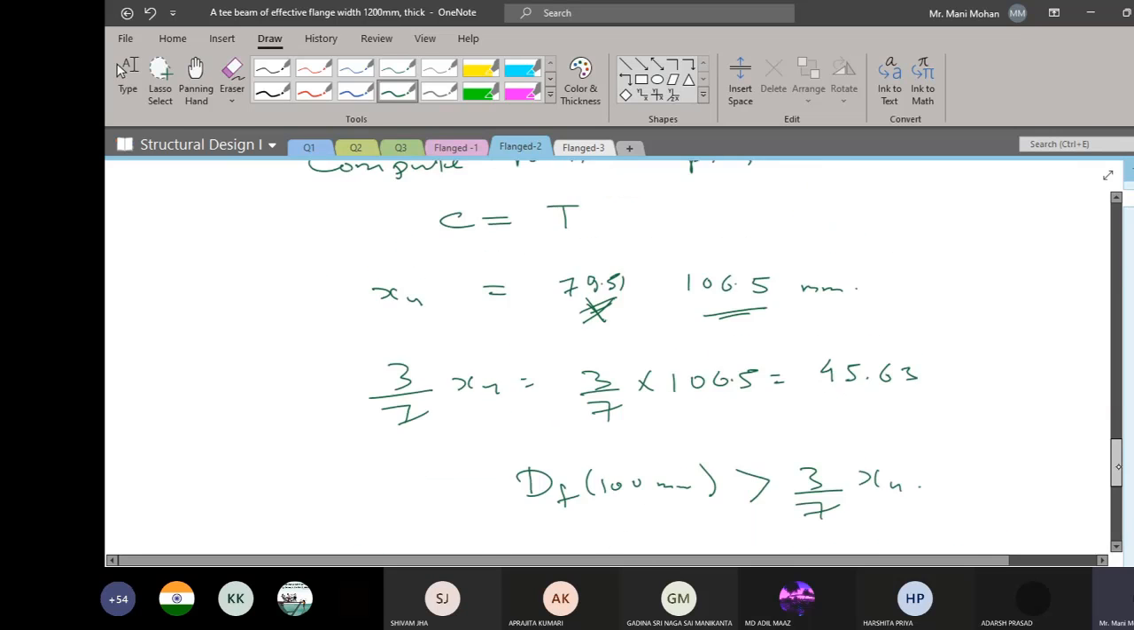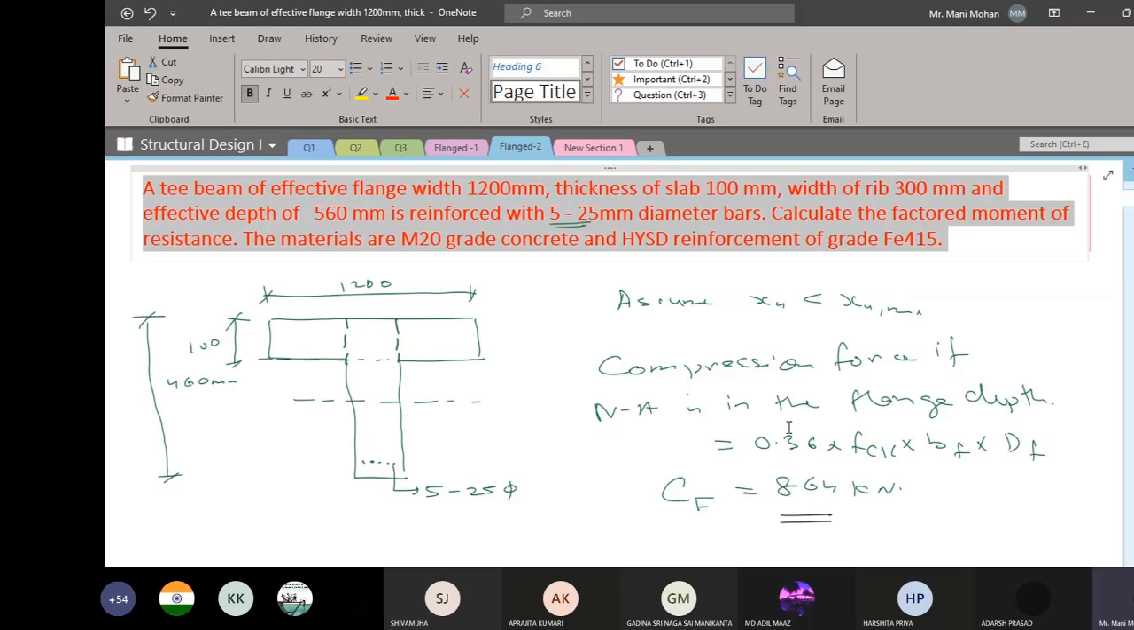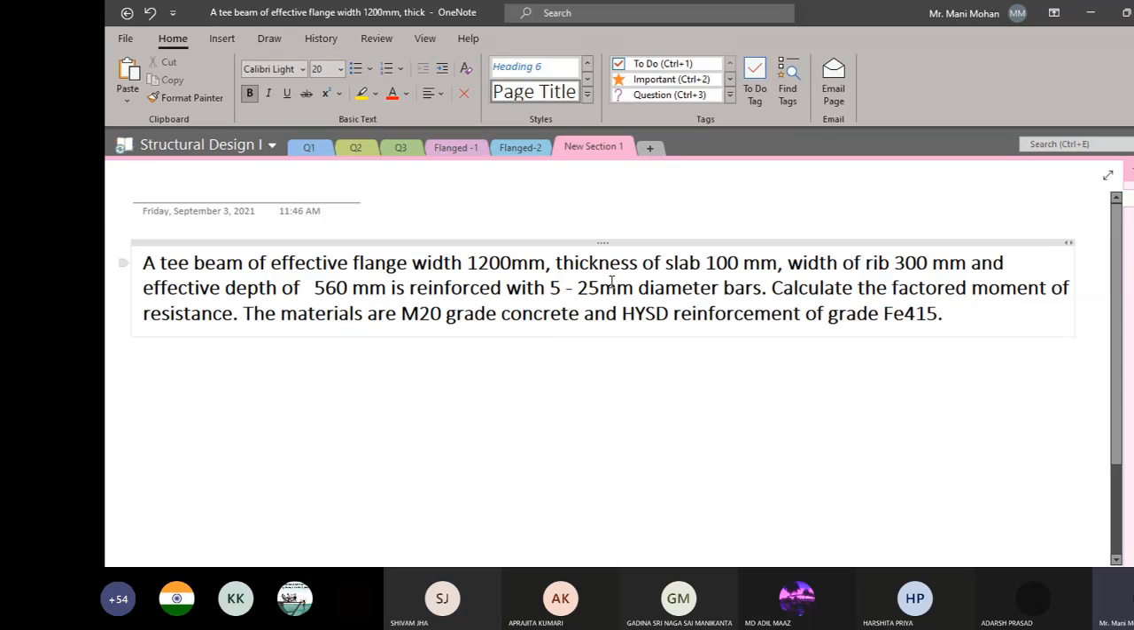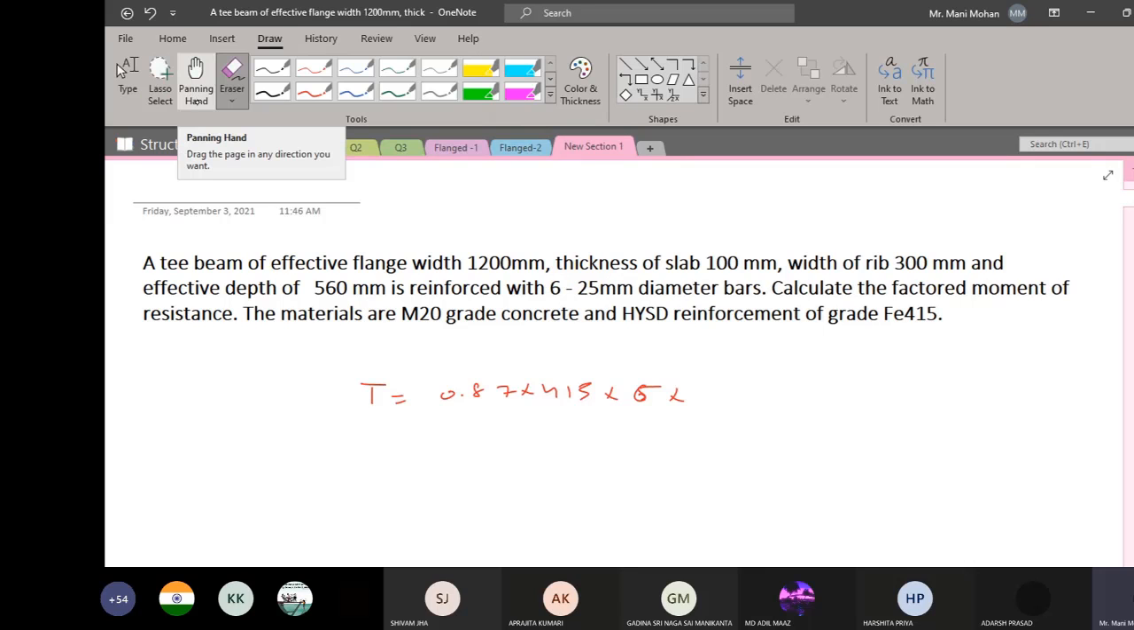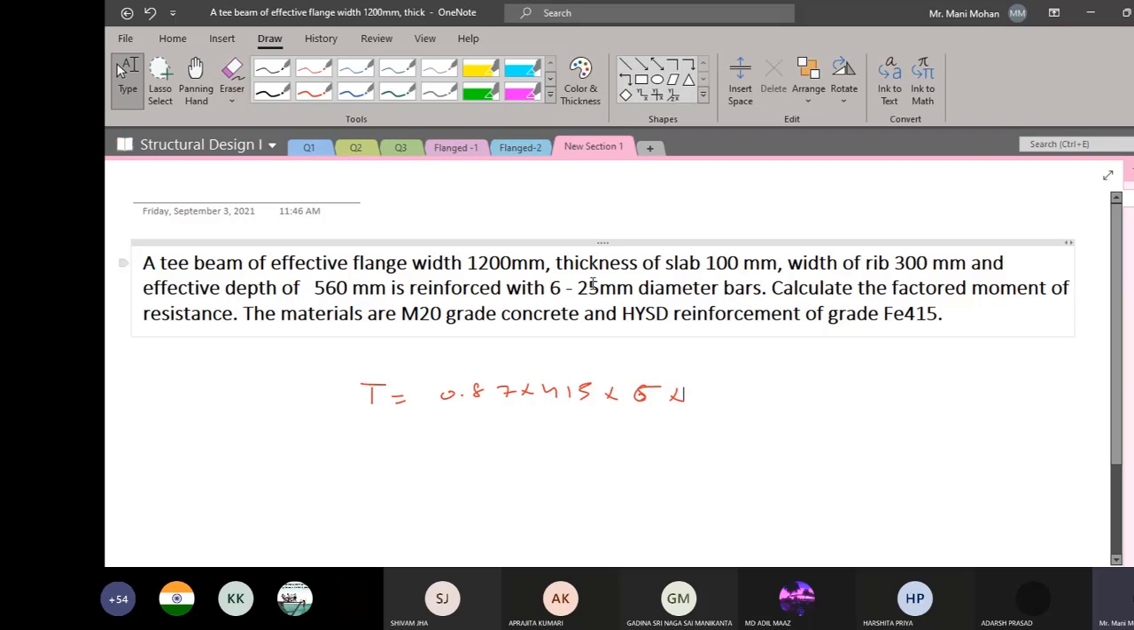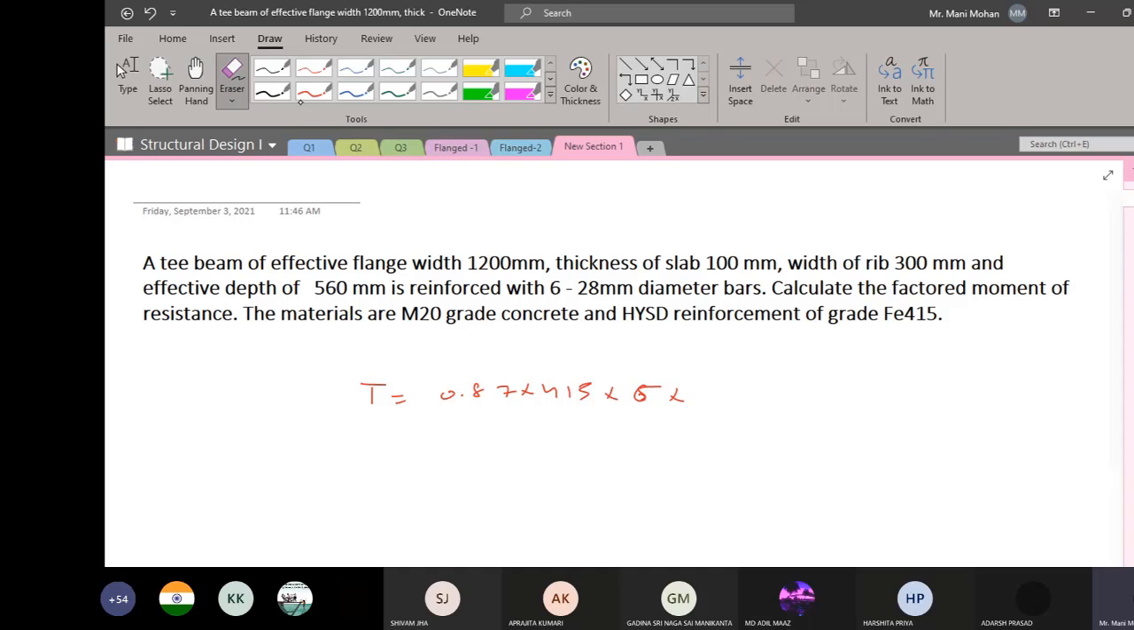Now I'll give you this as an exercise. In this question, instead of 5 bars of 25 diameter, I will go with 6 bars of 28 diameter. Now tell me what it will be. 6 into pi by 4 into 28 squared. What is going to be the tension force?